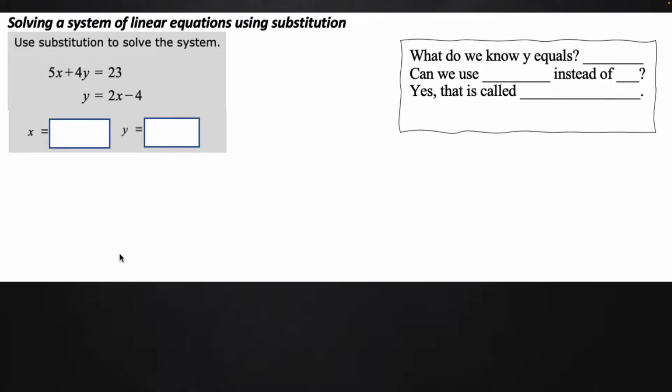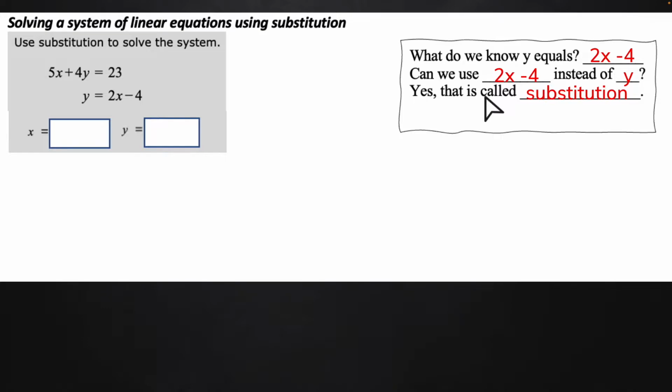So to use substitution to solve an equation, first, what do we know that y equals? If we look at these two equations, we have 5x plus 4y equals 23, and we have y equals 2x minus 4. So I already know that y equals 2x minus 4. They told me that right here. So can we use 2x minus 4 instead of y? Yes, that is called substitution.